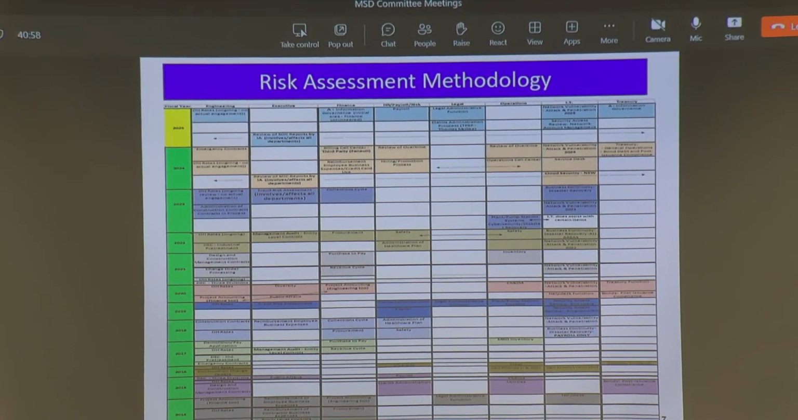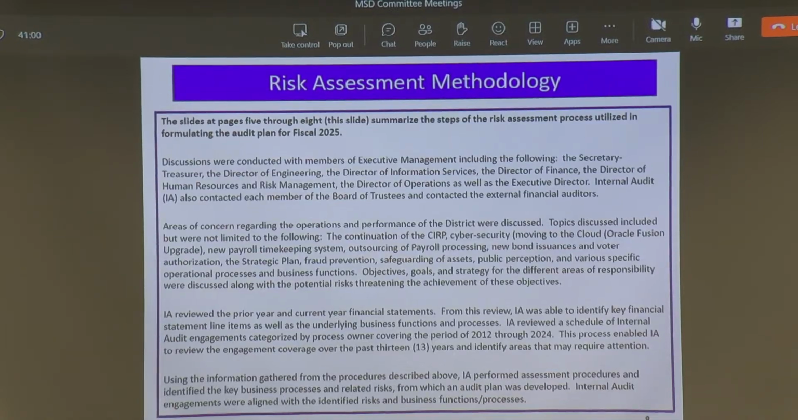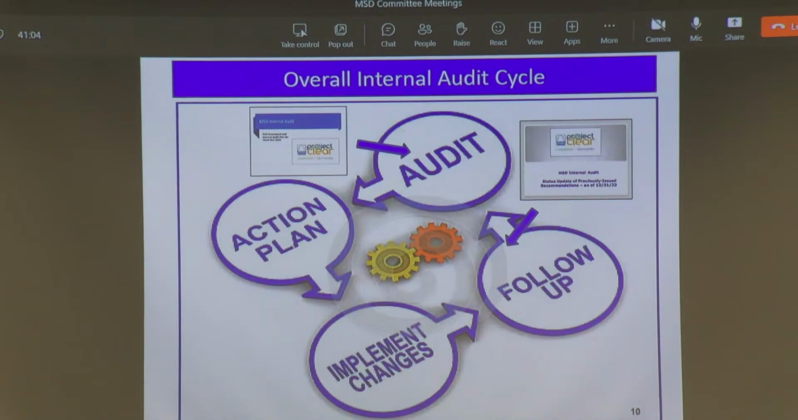If you move to slide, let's go to slide 10. So the overall internal audit cycle, I just want to go over that to remind you guys how it works. Basically, it's a continuous cycle. We are always auditing. We audit, issue reports, issue recommendations. The process owners develop an action plan, a response to our recommendations, and they implement those changes.